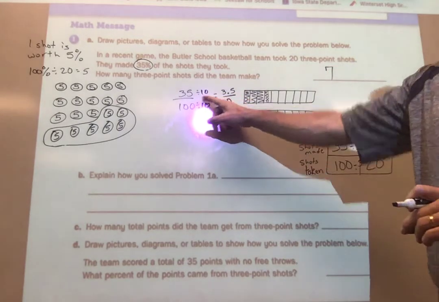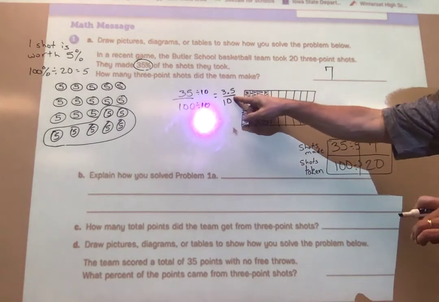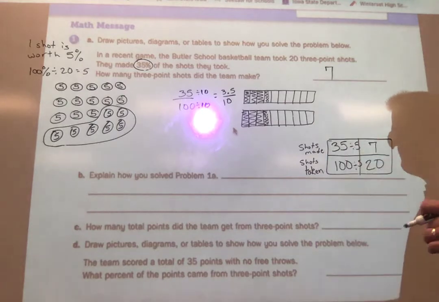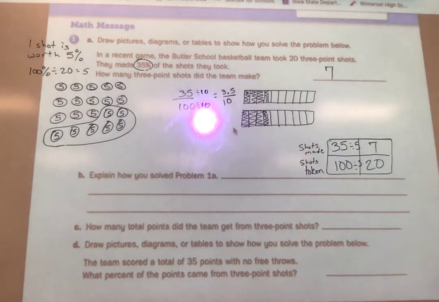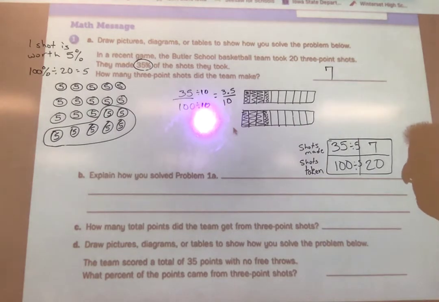Okay, so 3.5 out of every 10 is the same as 35 out of 100. So 3.5 out of 10 and another 3.5 out of your next 10 shots would equal 7 total. And if I counted those up, I'd have 7 total filled out. So they made 7 3-point shots, which is a pretty good percentage if you can shoot 35% from 3-point range.